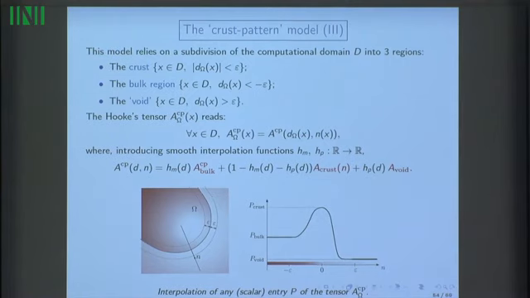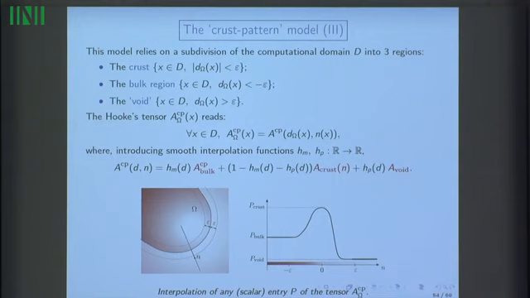So how do we model this from the mathematical point of view? We have three regions. We have the crust. If we consider that the crust has size epsilon, then the crust will be just the set of points where the signed distance function to omega is smaller than epsilon in modulus. The bulk region will be the region where the signed distance function is less than minus epsilon, and the void will be the complementary region.